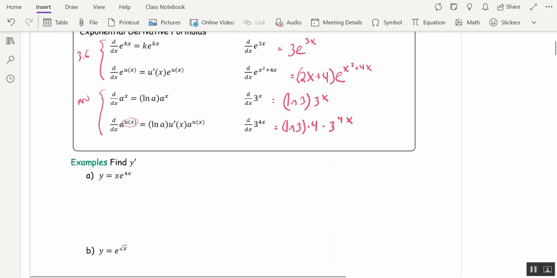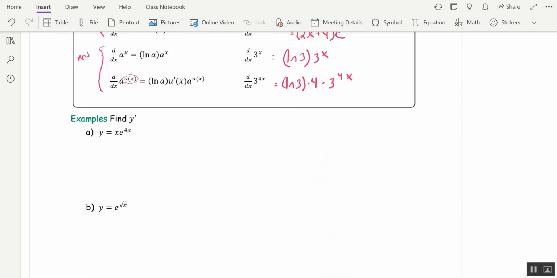Okay, let's do a few more examples. First two you can do on your own. You should probably pause the video and do those. All right, so the first one, we're going to need product rule. So y prime is the derivative of the first, which is 1, times the second, e to the 4x, plus the first function, x, times the derivative of the second, which is 4 e to the 4x.